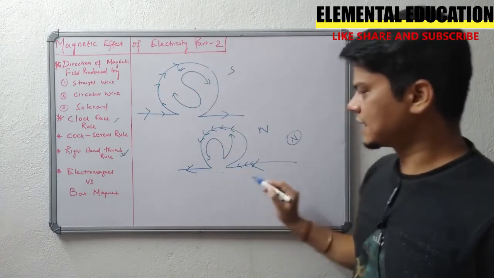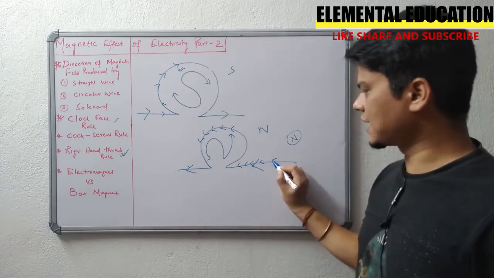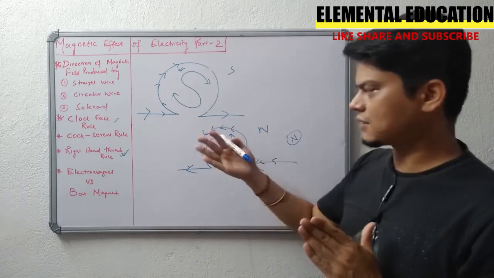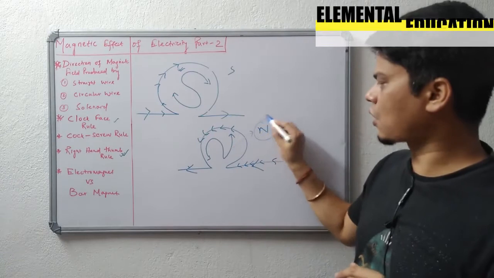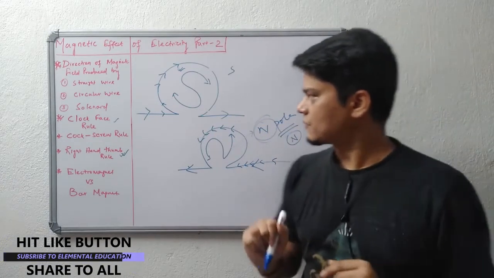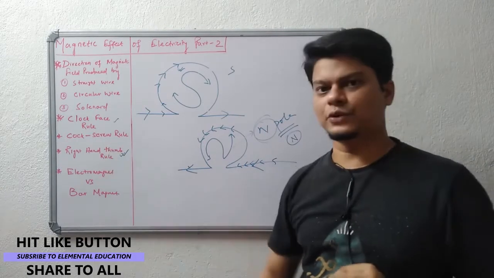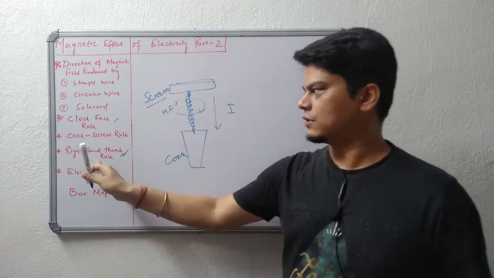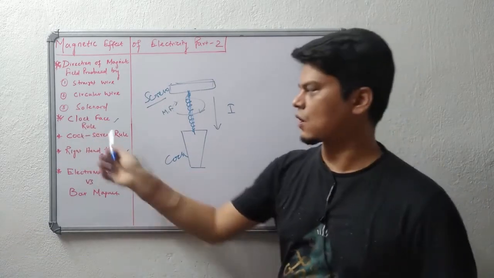Now similarly, the second rule in clock face rule is saying if the current is in anti-clockwise, the face or the part we are facing the clock will be in the north direction or north pole. This is north pole. Okay. So now we have the third rule, that is corkscrew rule. So guys, out of these three rules, we have completed these two rules.